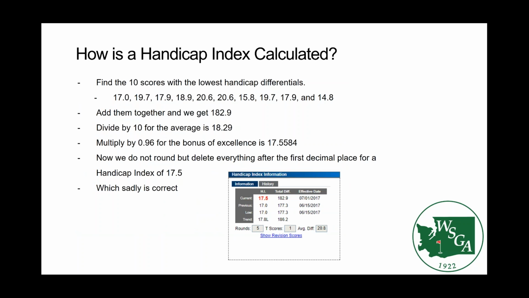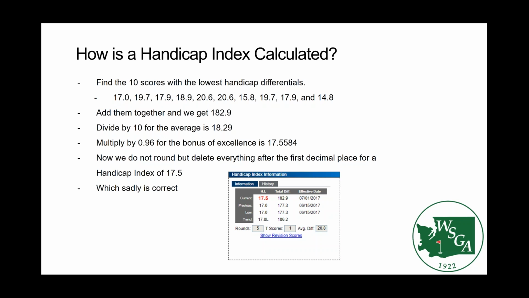So first we find the 10 scores with the lowest handicap differentials that were all marked down there, which come out to be the 17.0, 19.7, 17.9, 18.9, 20.6, another 20.6, 15.8, 19.7, 17.9, and 14.8. We add all these together and we get 182.9. Divide by 10 for the average, which is 18.29.